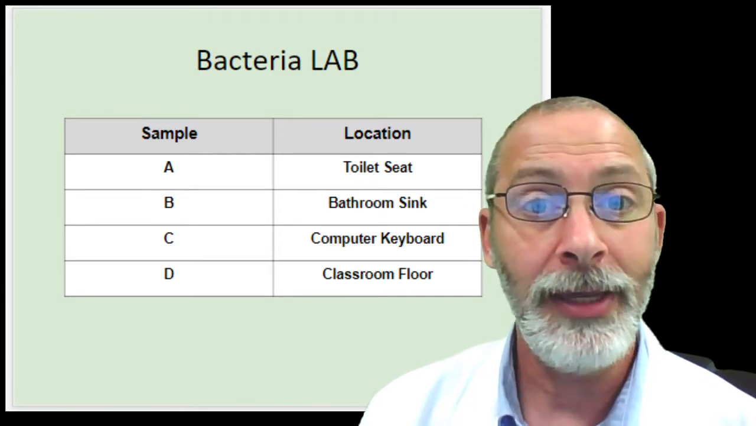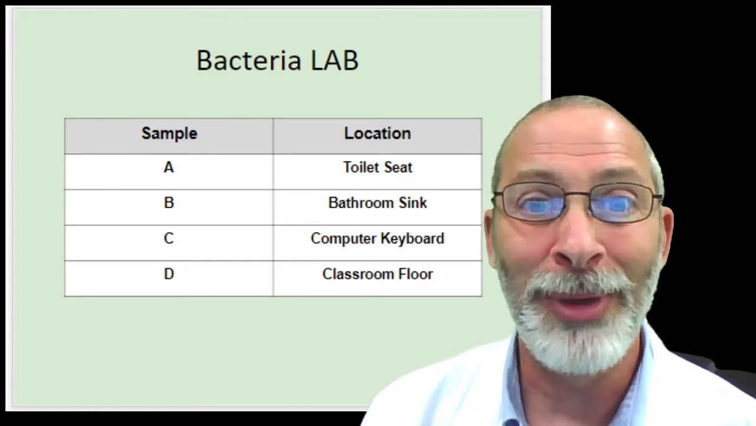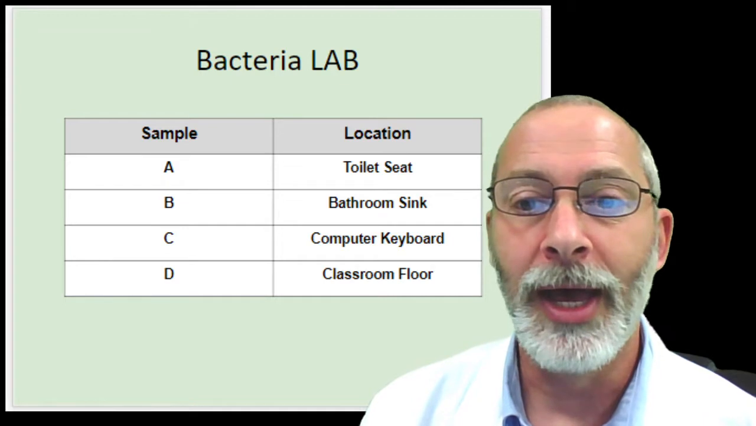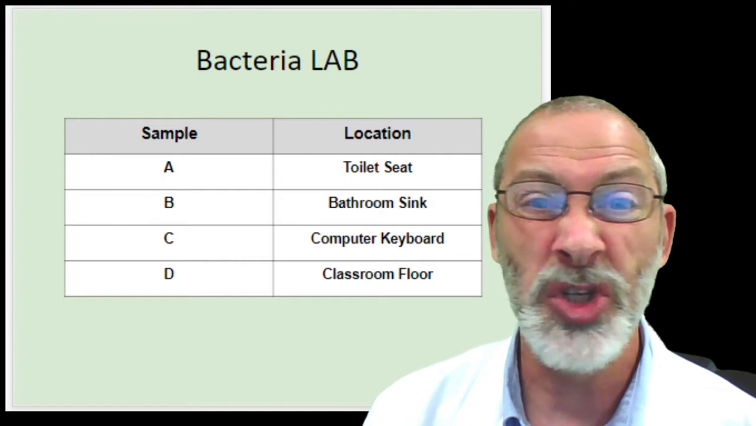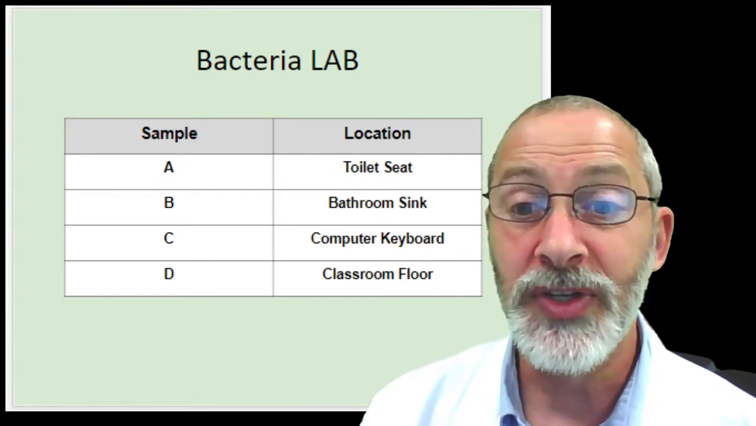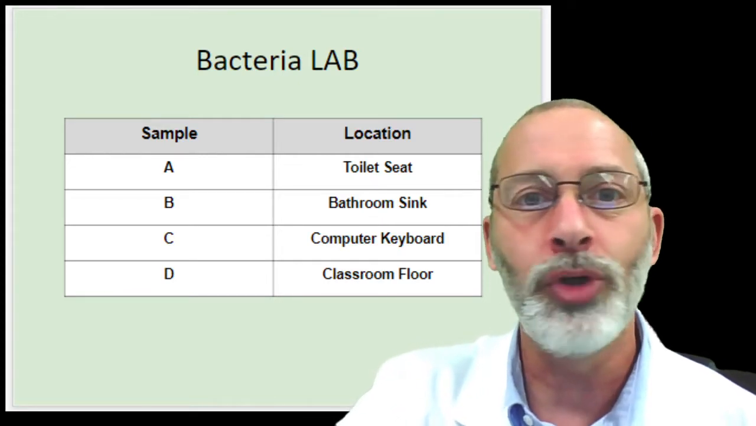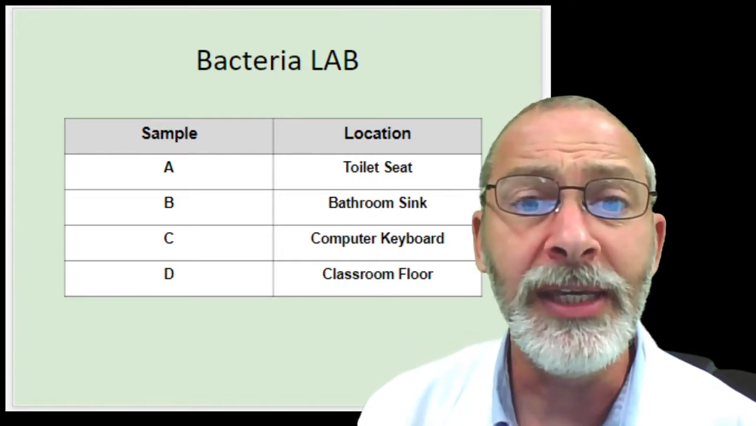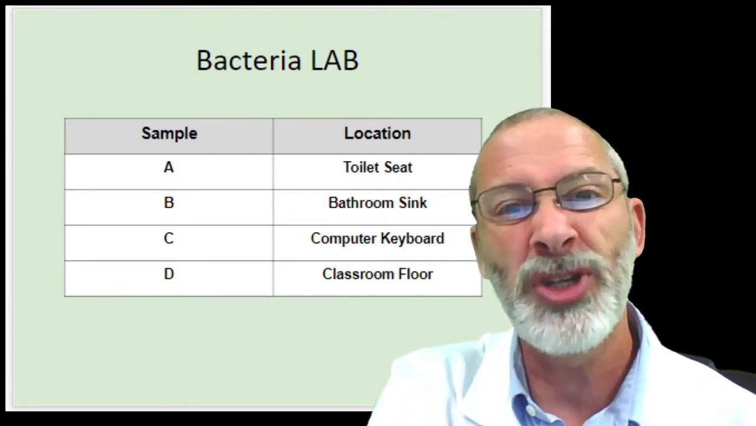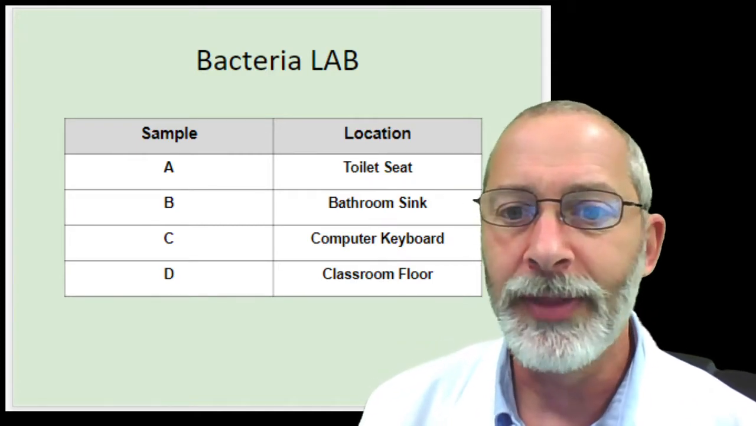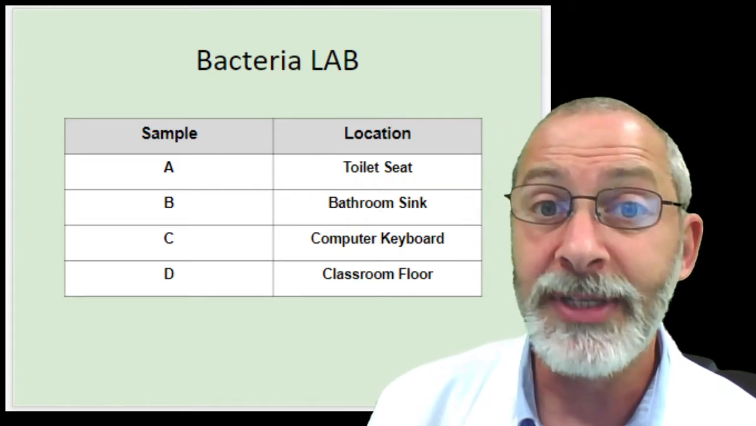So sample A, toilet seat. Sample B, and we're talking underneath the toilet seat, by the way. Okay. Sample B, the bathroom sink, all around in the sink, just swabbing the whole thing down. Sample C, the keyboard, taking a swab and swabbing the entire keyboard from the computer lab. And sample D from the classroom floor, from your classroom all over the floor, especially around your desks. Okay, these are the 4 locations from which our samples have been taken.